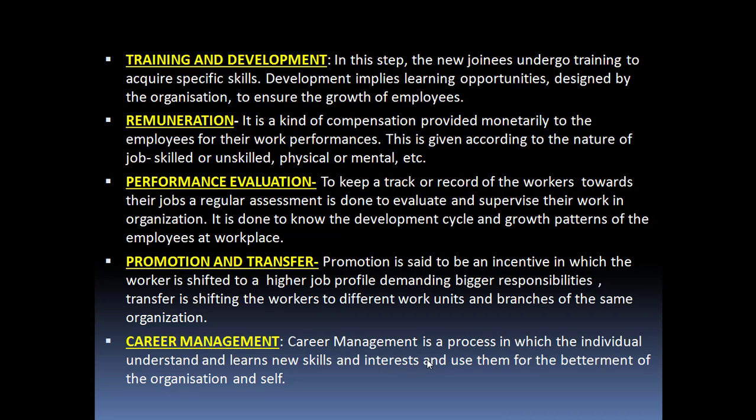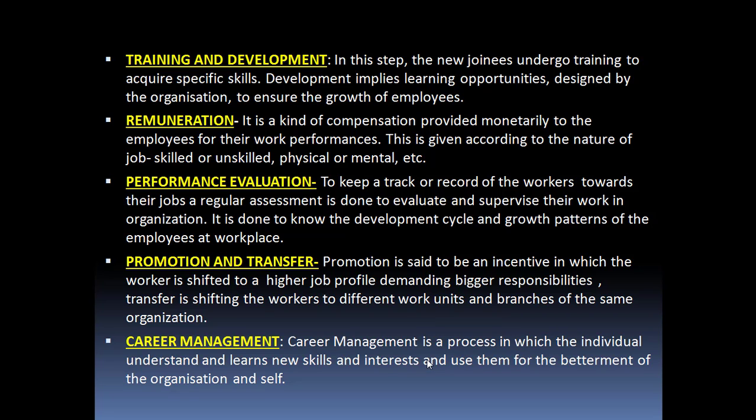Then comes performance evaluation, which is also called performance appraisal. It means to keep a track or record of the workers towards their jobs. It is a regular assessment which is done to evaluate and supervise the work of the employees in the organization. Now, it is done to know the development cycle and growth pattern of the employees at the workplace.